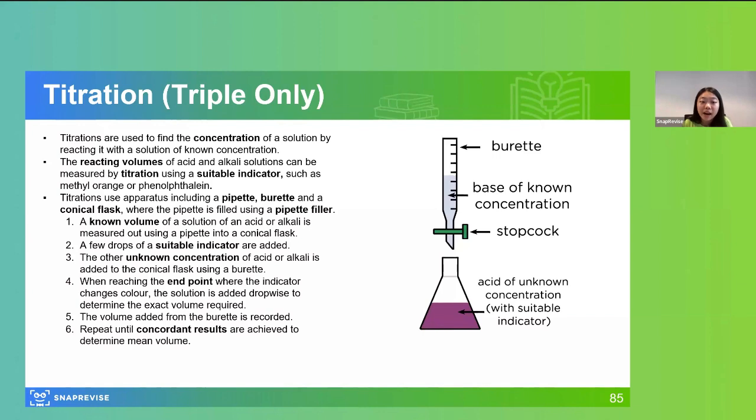The reacting volumes of acid and alkali can be measured by titration using a suitable indicator. So I think the ones that you guys know the most are phenolphthalein and methyl orange. Methyl orange turns from orange to pink, and phenolphthalein goes from colorless to pink.